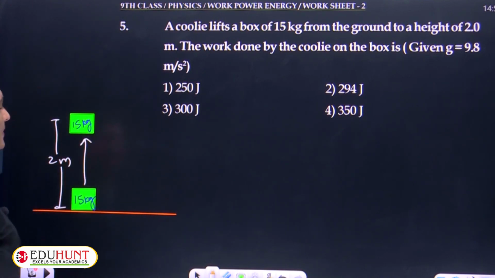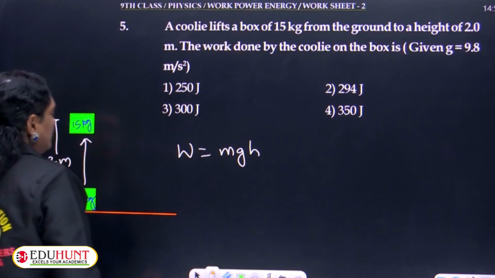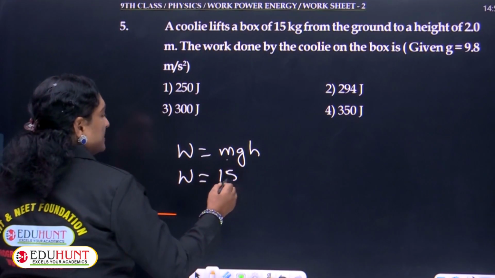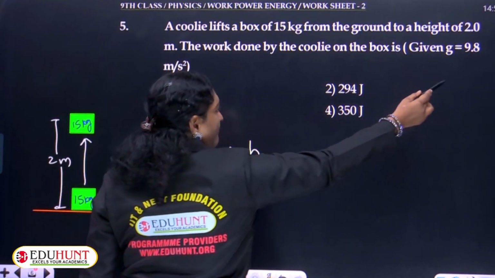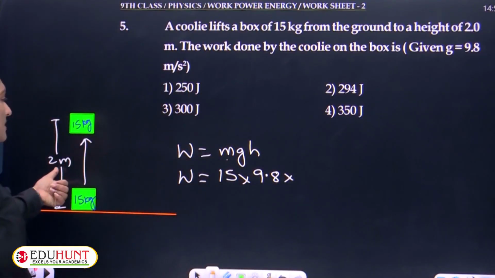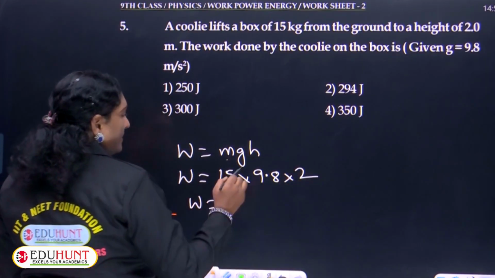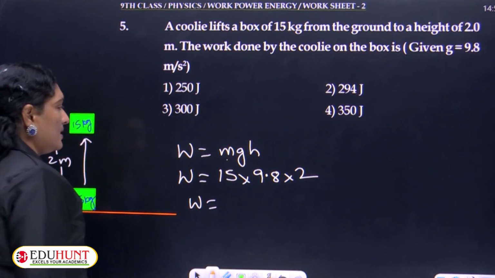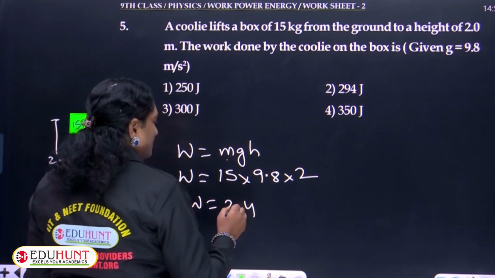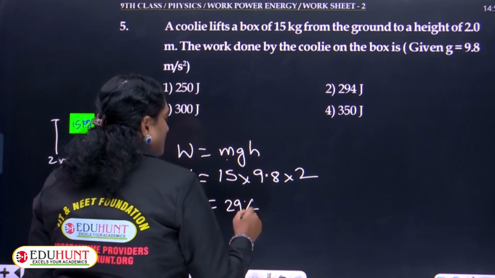The work done by the coolie on the block is, work done formula as we know, weight of the body into height through which it is being lifted. So how much is the mass given? Mass of the block is given as 15 kg. g is acceleration due to gravity, whose value is taken as 9.8 meter per second square, whereas the height h through which the body is lifted is 2 meters. Hence, work done in lifting the block is equal to 294 joules.